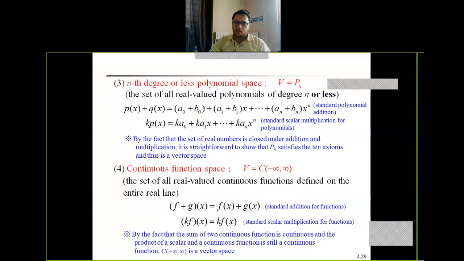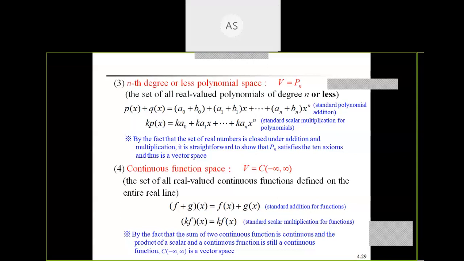The next is the polynomial of nth degree or less. Let's say the vector space is the set of polynomials having degree n. Obviously it is the set of all real valued polynomials of degree n or less.